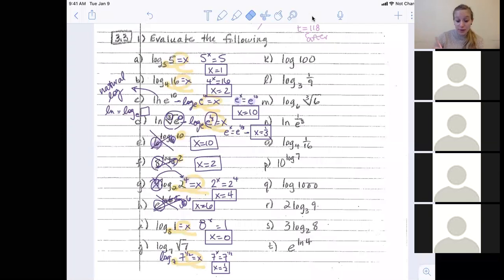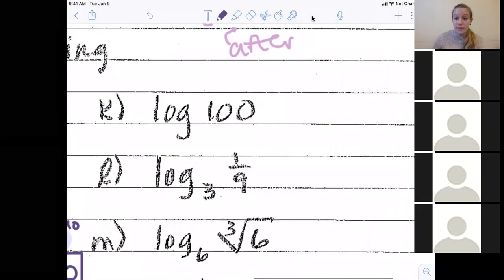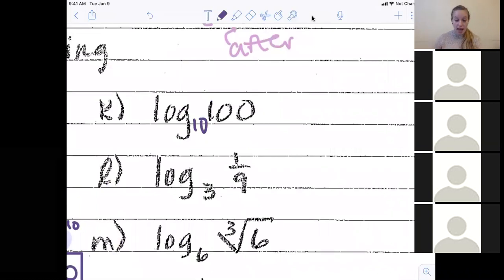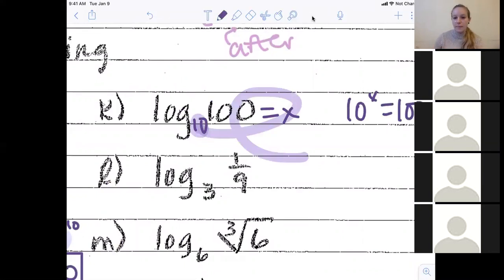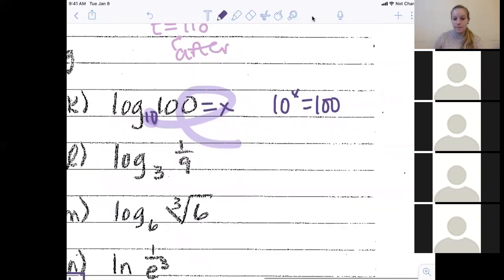The first new concept we're looking at is if we don't have a base. So if it says log of 100, there's no base, we assume that base is 10. So log without a base is always just base 10. Again, set it equal to x, so we can do our log roll. Base, roll all the way around and cut through to make that cursive E. And so I get 10 to the x equals 100. And we ask ourselves, what number does 10 need to be raised to get to 100? And we say 2.